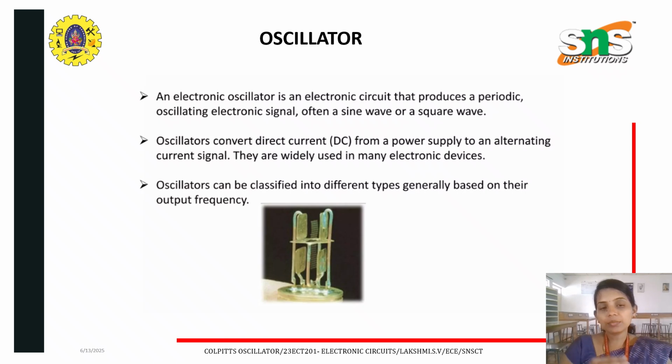And the oscillator makes use of positive feedback, and the amplifier makes use of negative feedback in its operation. Thus oscillators convert the direct current from the power supply to an alternating current signal. These are mainly used in most electronic devices, and based on their output frequency, they can be classified into various types.